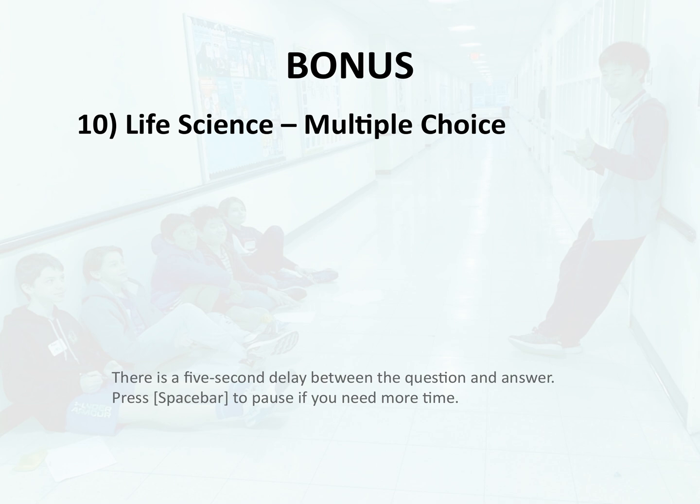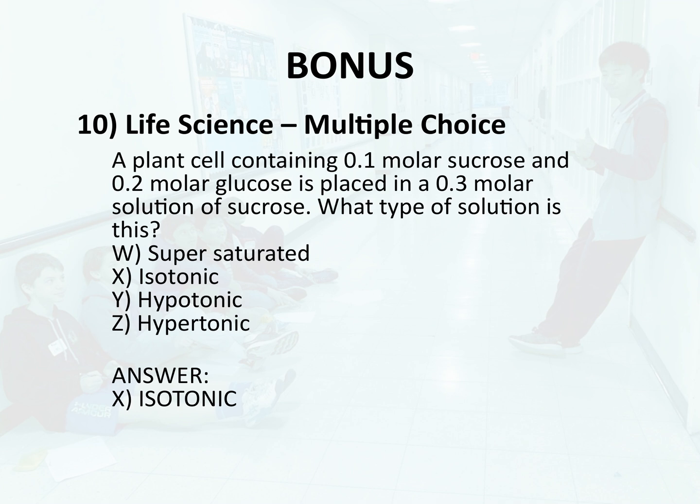Bonus 10. Life science, multiple choice. A plant cell containing 0.1 molar sucrose and 0.2 molar glucose is placed in a 0.3 molar solution of sucrose. What type of solution is this? W. Supersaturated. X. Isotonic. Y. Hypotonic. Z. Hypertonic. Answer: X. Isotonic.